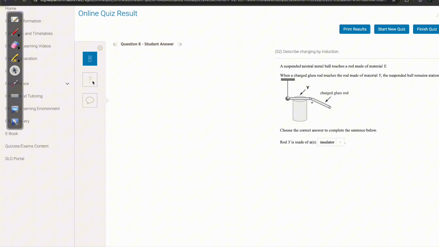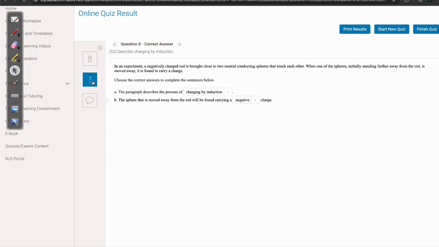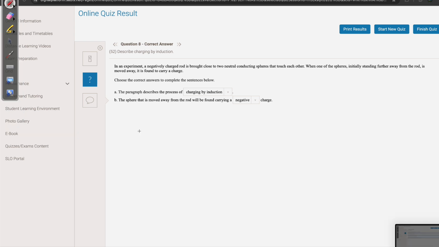Number 8. In an experiment, a negatively charged rod is brought close to two neutral conducting spheres that touch each other. When one of the spheres, initially standing further away from the rod, is moved away, it is found to carry a charge. Let's just draw it. A negatively charged rod is brought close to two conducting spheres. So here we have a rod that's negative. Now let's start drawing the image they're trying to explain. Here we have the negatively charged rod.